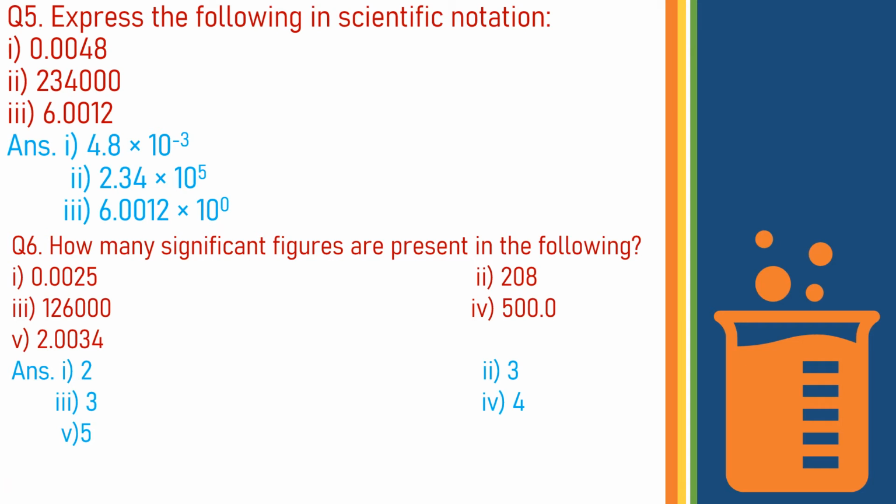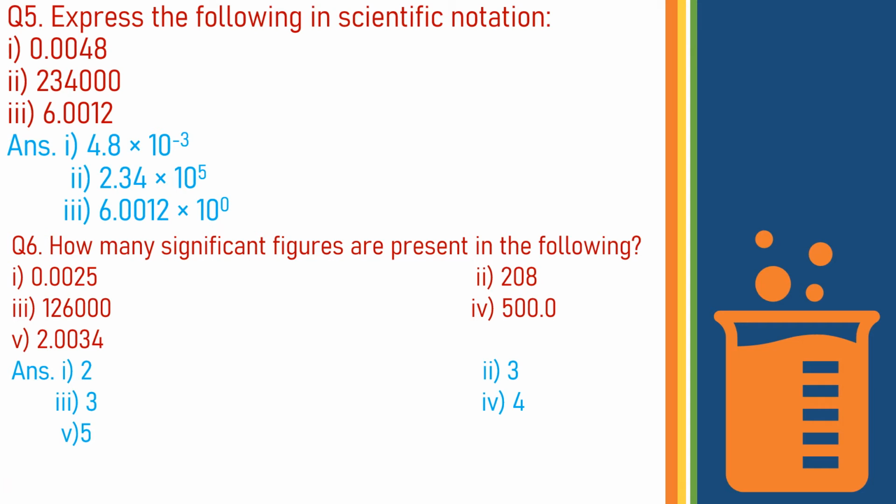Similarly, 6.0012. This is already in standard form. So simply we can write 6.0012 into 10 to the power 0. 10 to the power 0 means 1. We just have to express this in scientific notation. I hope you have understood. So let us proceed further.